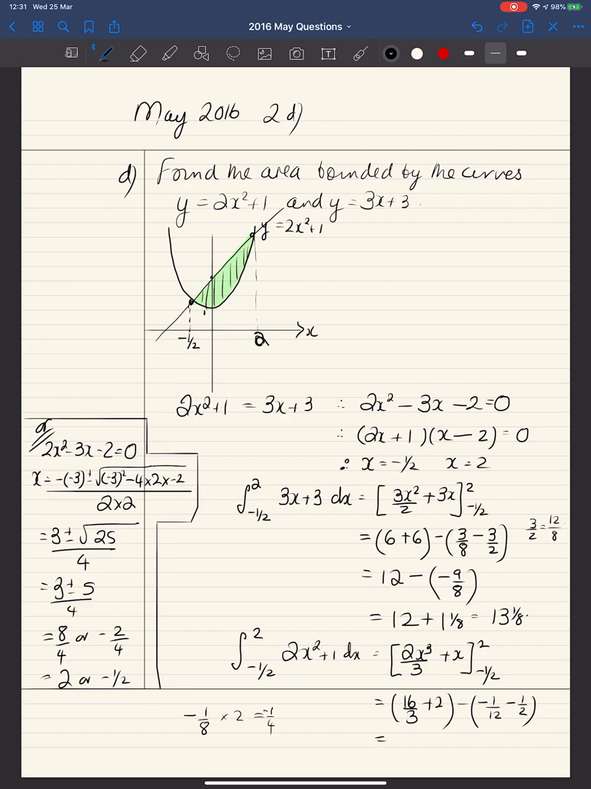So this is, I'll just do all that on the calculator, 16 divided by 3 plus 2 plus 1 divided by 12 plus 1 divided by 2, 7.916 recurring.